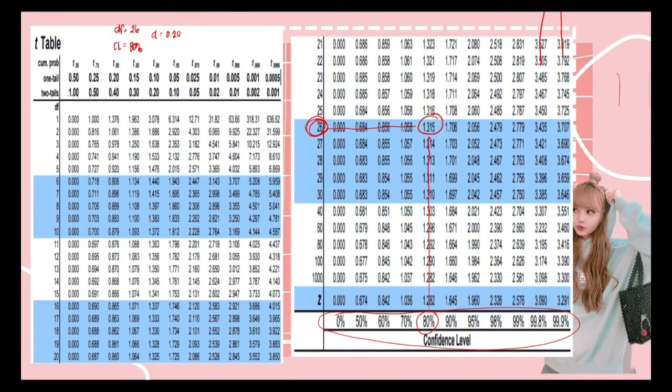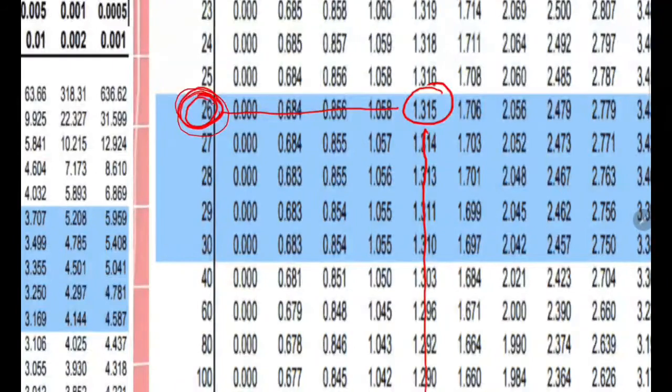Same with, kung titignan naman natin yung alpha, ang gamitin naman natin ngayon ay yung areas dun sa upper part. So, ang alpha natin ay 0.20. Dito po tayo titingin sa two tails. We have 0.20. Ngayon, hanapin natin yung kanilang intersection, yung 0.20 and then yung degrees of freedom natin na 26. Ang makukuha natin is 1.315.